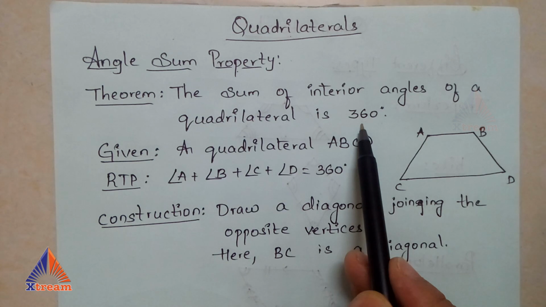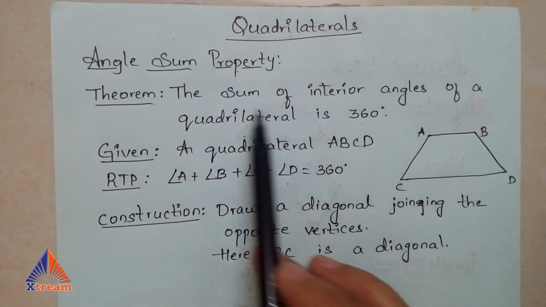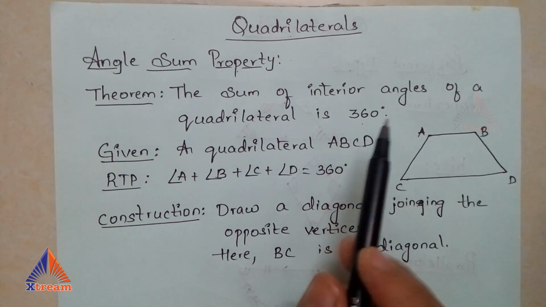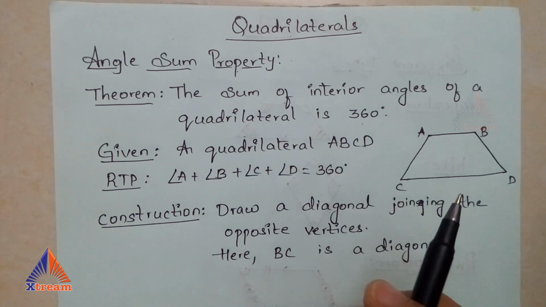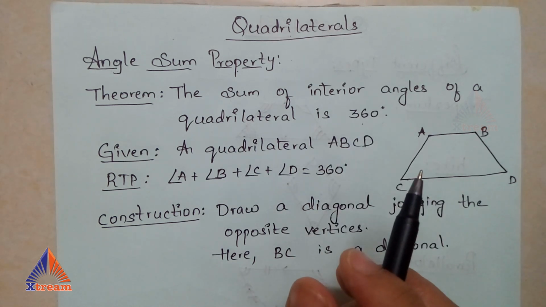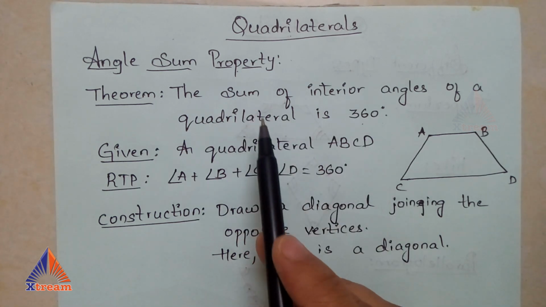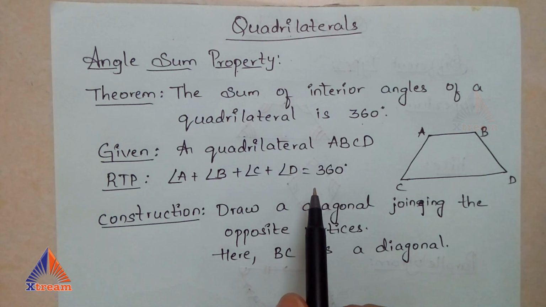So can you see the difference? In triangles, angle sum property is the sum of interior angles of a triangle is 180 degrees. Here it is double of it. Is there any kind of hint you are getting? Yes, you're absolutely right. We are going to take the help of angle sum property of a triangle and then prove this angle sum property of a quadrilateral. So let's begin this one.